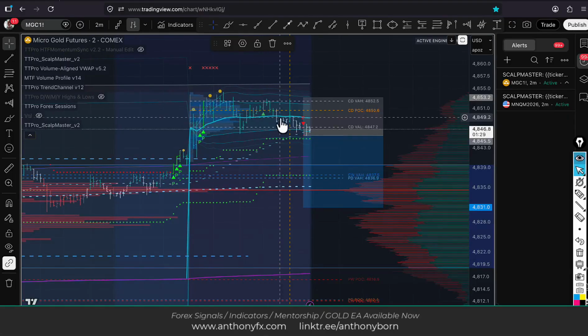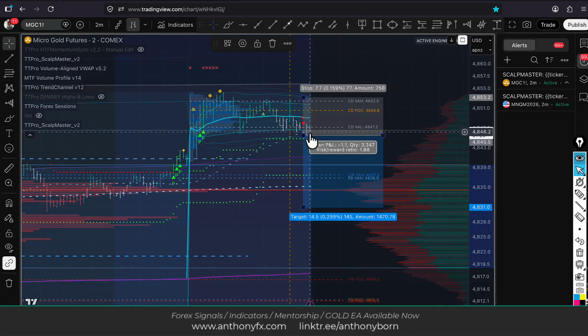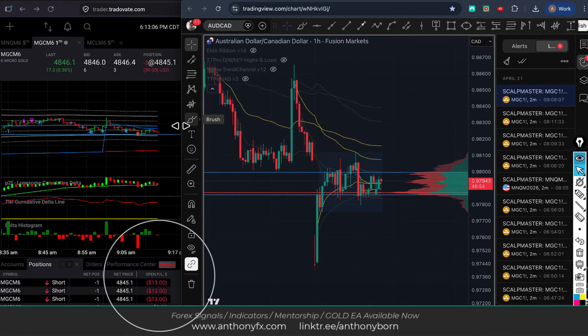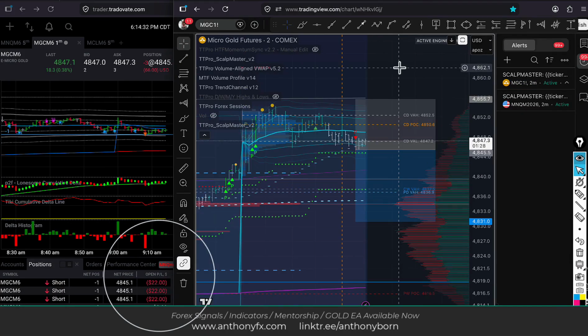Okay, the break under VWAP. I'm hoping that this will now pull back. So we'll see. I'm just going to keep an eye on my order here. Alrighty, just sit on that.